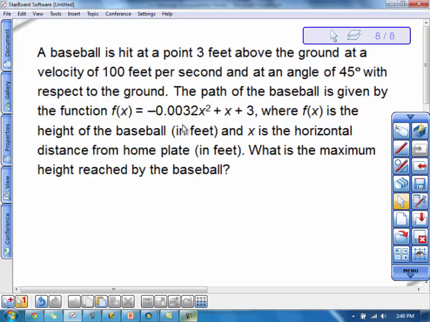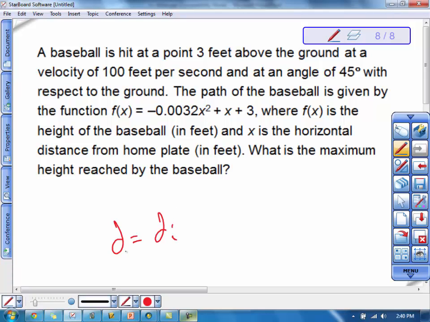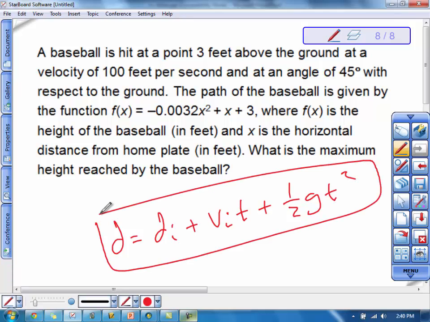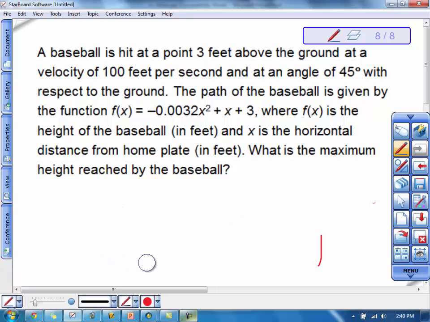I can actually show you where this comes from as well. Those of you that have taken physics, this is the relationship between distance. The final distance equals the initial distance plus initial velocity times time plus 1/2 gravity times time squared. This is the relationship between distance and time for any free-falling object on any planet. The only thing that changes is obviously gravity, depending on whether you're on the Earth or on some other planet. But this is the equation that represents free fall. So it represents motion of any object. Okay, that's where this came from.